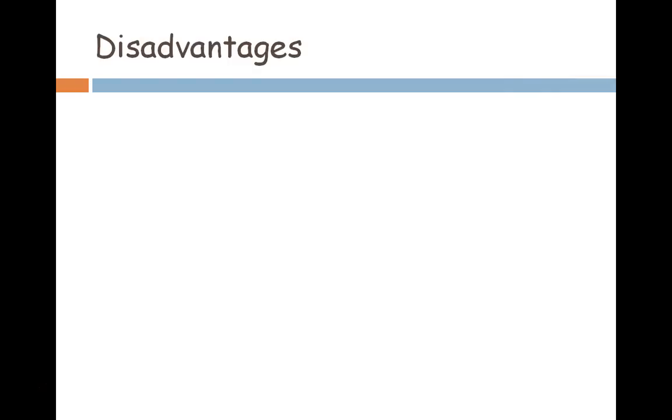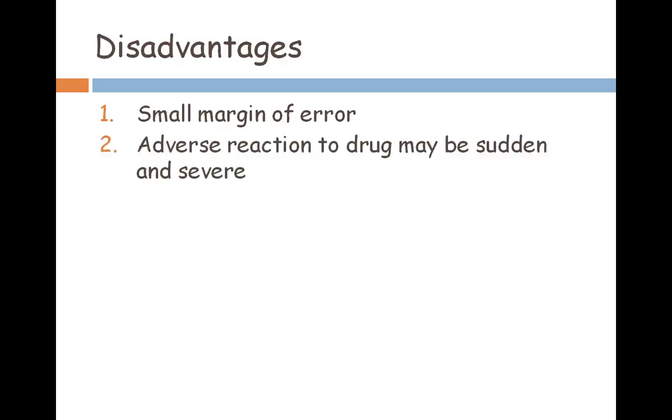However, there's disadvantages to giving meds via the IV route also. There's a very small margin of error, so we have to be very careful and very precise when we draw up the medication with the speed that we infuse it. We just need to be very careful. If the patient has an adverse reaction to the drug, it can be very sudden and it can be severe because the medication is going directly to the bloodstream.